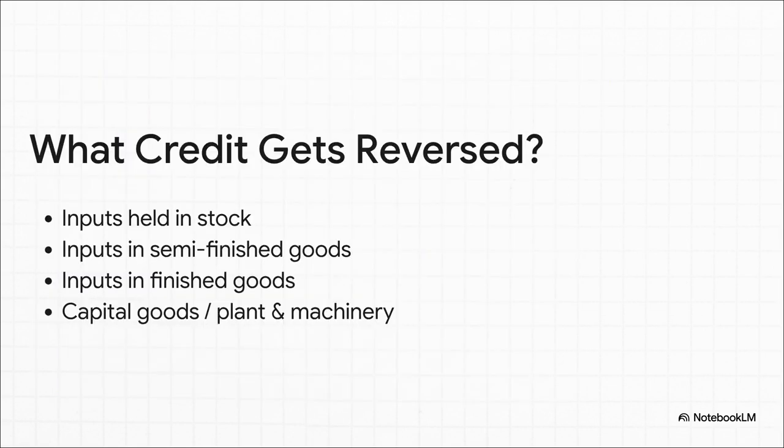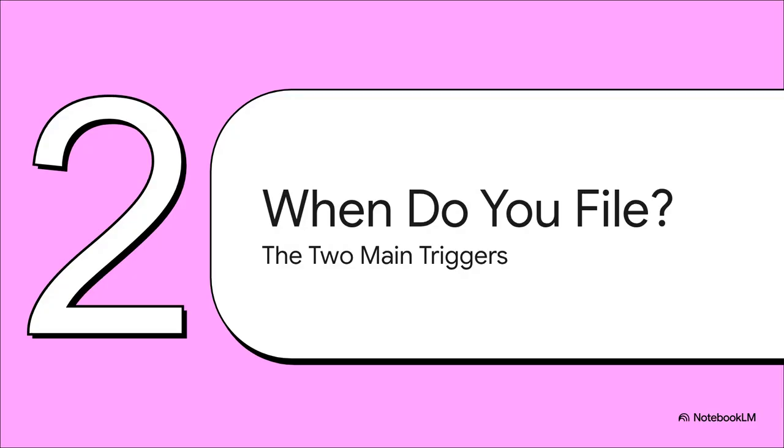And listen, we're not just talking about the raw materials sitting on a shelf somewhere. No, this covers the whole shebang. We're talking about the inputs you have in stock, the stuff that's already part of your semi-finished goods, what's in your finished products ready to ship, and it even includes the credit on your big-ticket items, your capital goods like plant and machinery.